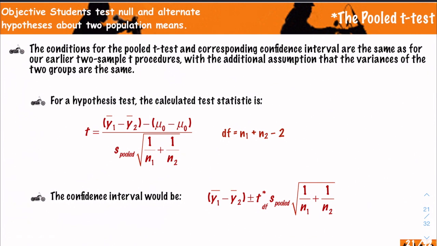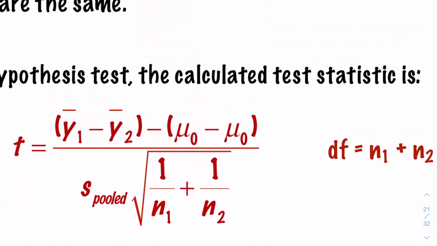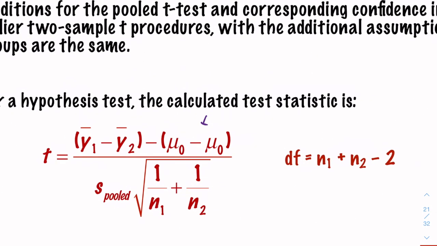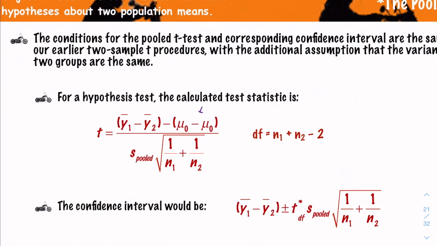The conditions for a pooled t-test and corresponding confidence interval are the same as for our earlier two-sample t procedures, with the additional assumption that the variances of the two groups are the same. So for our hypothesis test, the calculated test statistic is our t-score, which is the difference in our sample averages minus the difference in our hypothesized means, over our pooled standard error. So s pooled times the square root of 1 over n1 plus 1 over n2, with the degrees of freedom of n1 plus n2 minus 2. The confidence interval would be the difference in our averages plus or minus our critical value with the degrees of freedom times our pooled standard error.